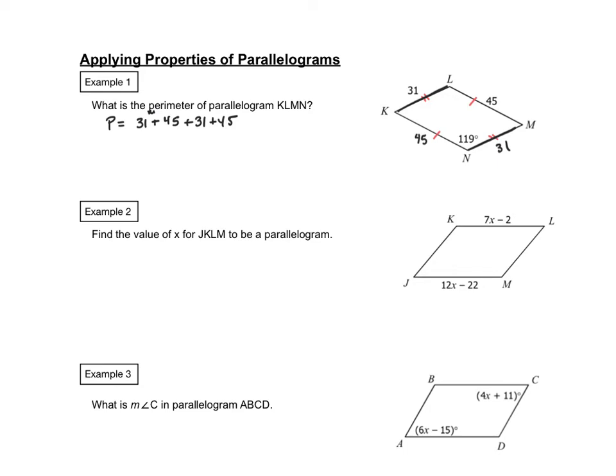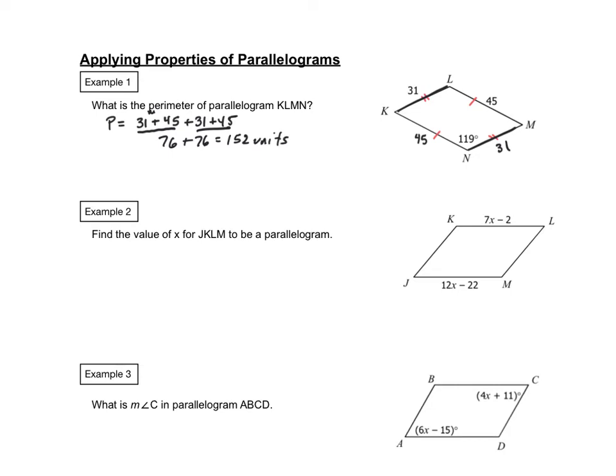What are we going to get here? We're going to have 76. So 76 plus 76 is going to be 152 units. So that is my perimeter.